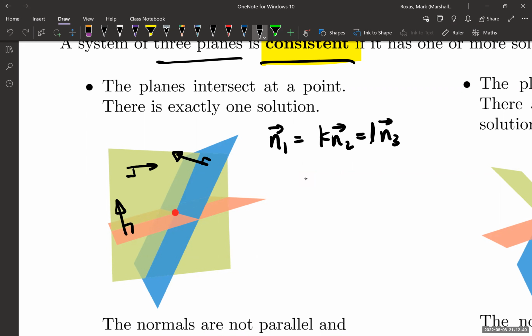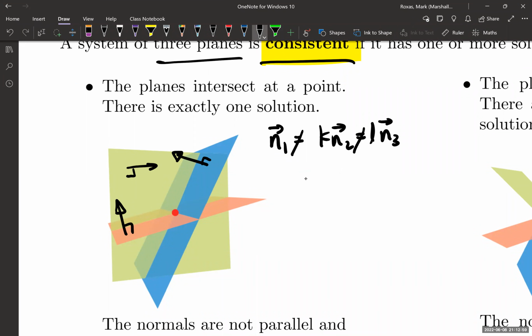So one's going up, one's going to the side, one's coming out of the page, that kind of thing. So we're going to say here that they're not parallel, so therefore they're not equal to each other. They're not scalar multiples of each other. So that's one important property we could say about three planes that intersect at one point.